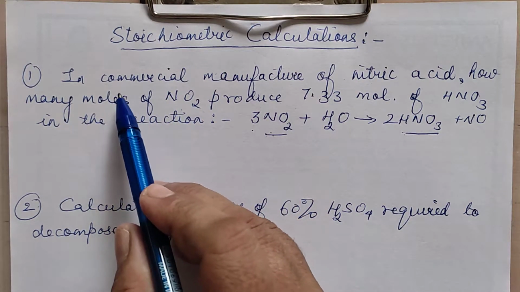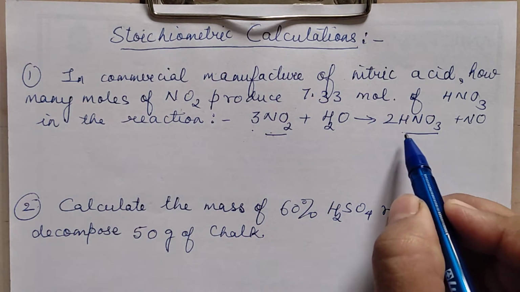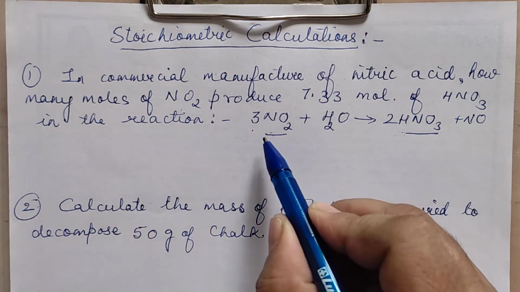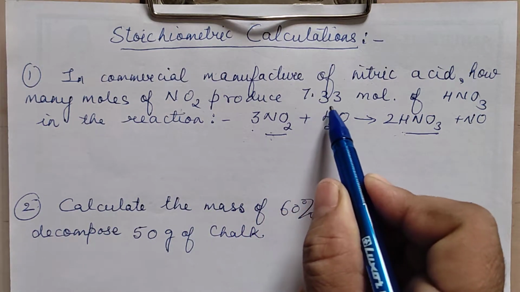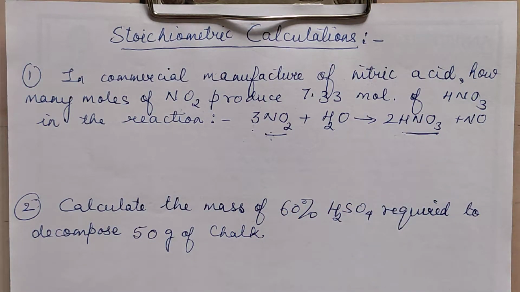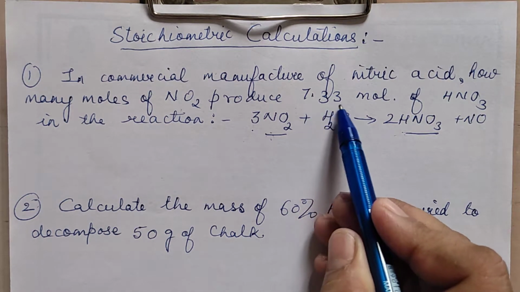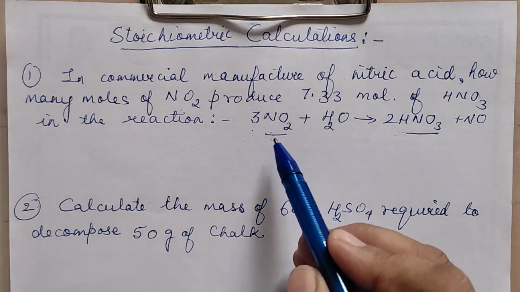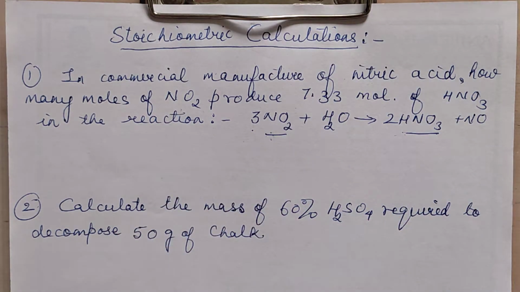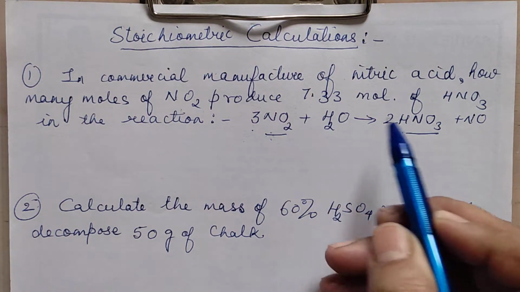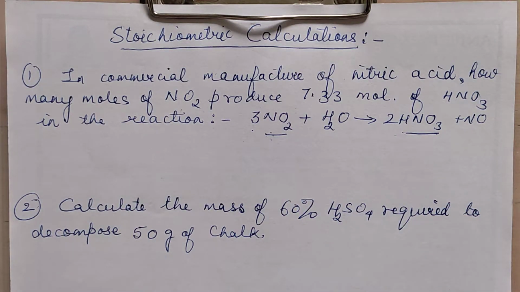So in the question it is saying, in the manufacture of nitric acid, how many moles of NO2 will produce 7.33 mole of HNO3. Means you want to produce 7.33 moles of HNO3. For producing this much mole of HNO3, how many moles of NO2 are required? For both, they are talking in terms of moles.